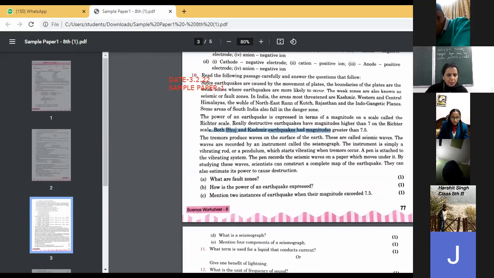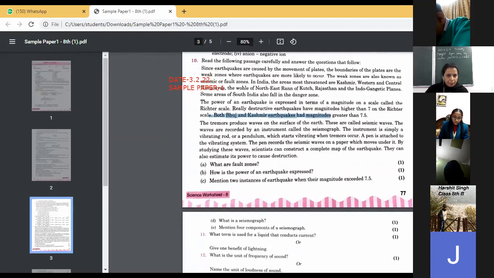What two more questions are there? What is a seismograph? Seismograph, and one more is there. Mention four components of a seismograph.